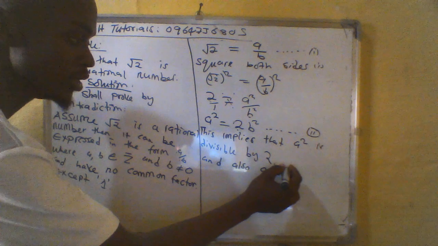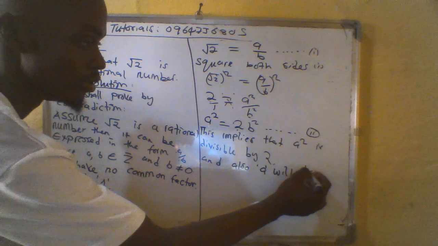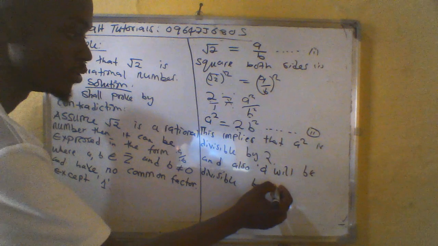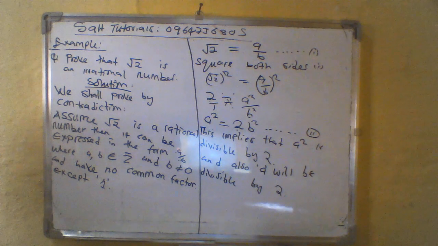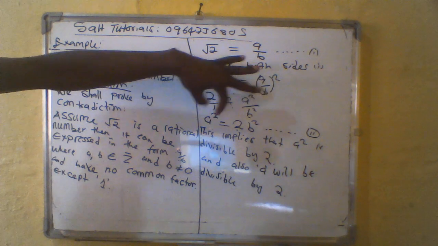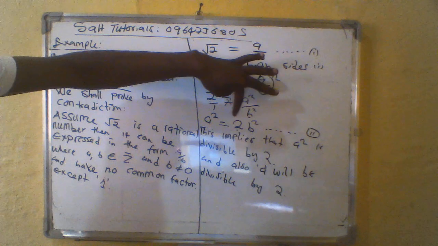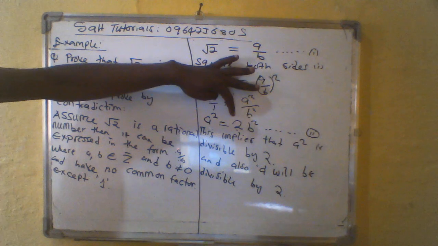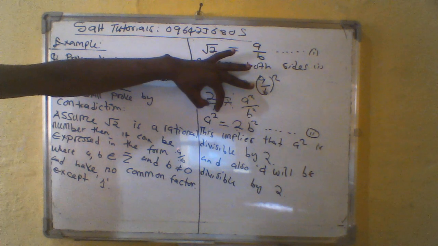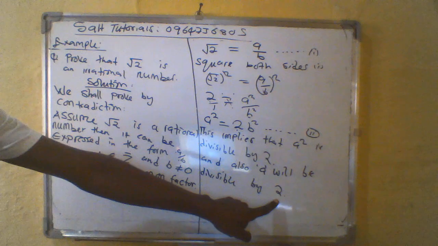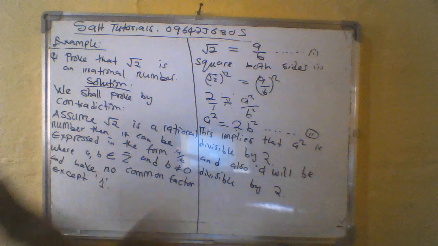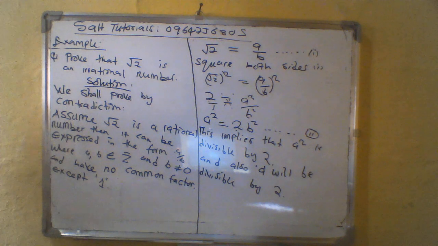a will be divisible by what? By 2. So if a squared is divisible by 2, a is also divisible by 2. So from this statement here, if a squared equals 2b squared, because of the presence of 2, this is an indication that my a squared can be divided by this 2. So if a squared is divisible by 2, it means even the same a can also be divisible by what? By 2. So from this statement where a is also divisible by 2, what can I have? You guys are following through.